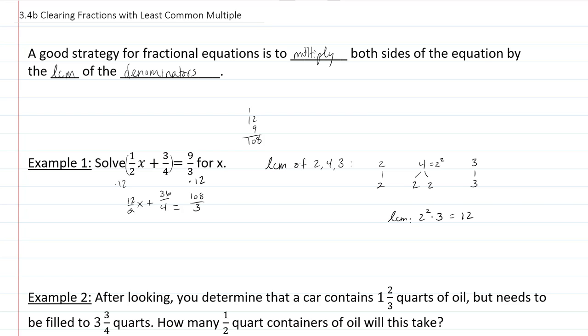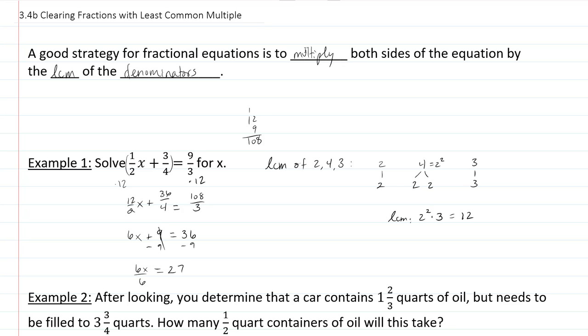So now, if I simplify these fractions, this becomes 6x. 12 divided by 2 is 6. Plus 9, 36 divided by 4 is 9, while 108 over 3 is 36. So 6x plus 9 equals 36. Now this equation, which is equivalent to the other one because all we've done is multiply by the same thing on both sides, is much easier to solve. So let's subtract 9 from each side, and we get that 6x ends up equaling 27.